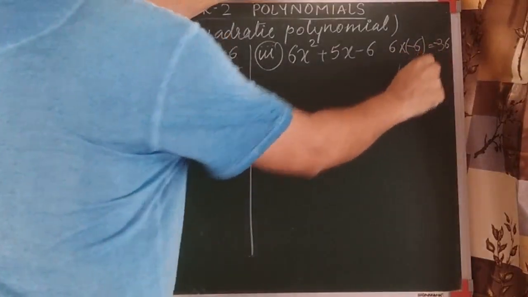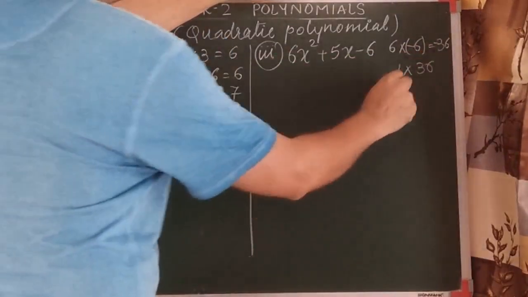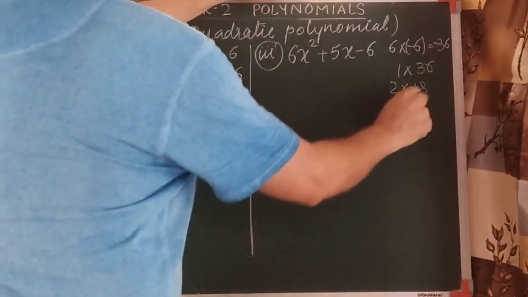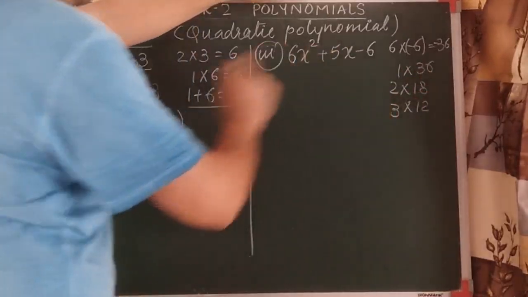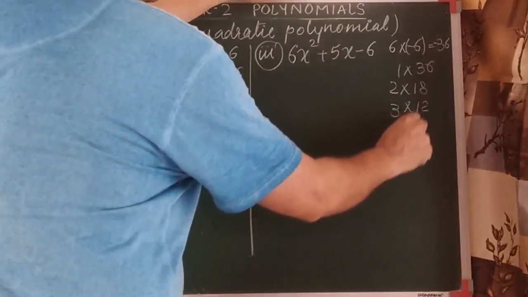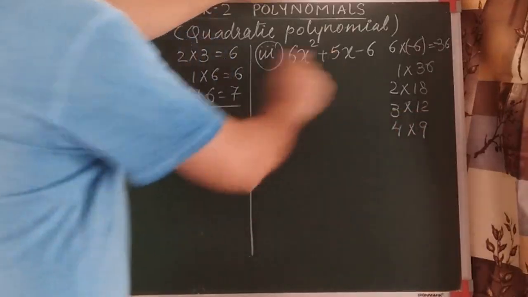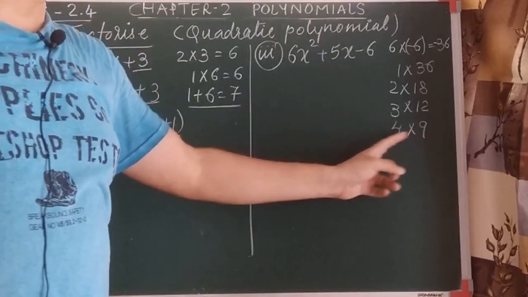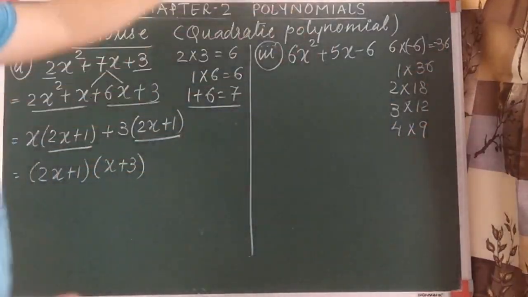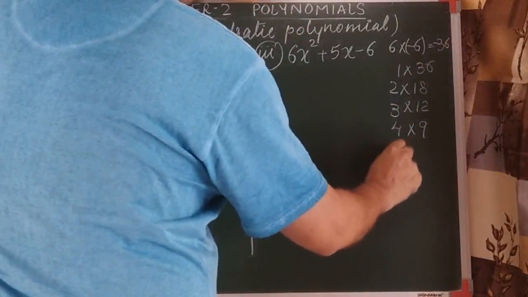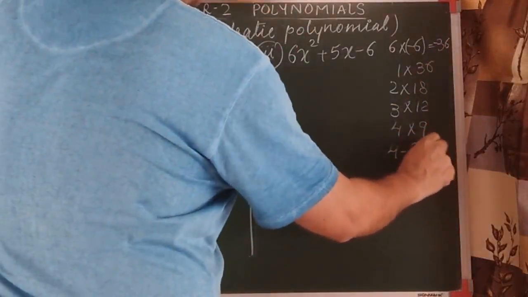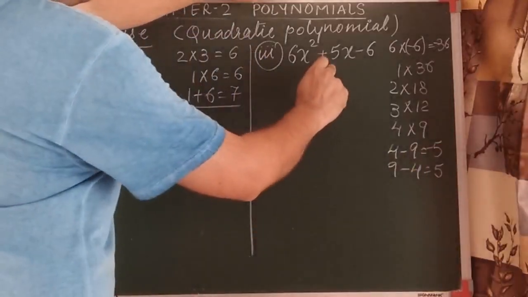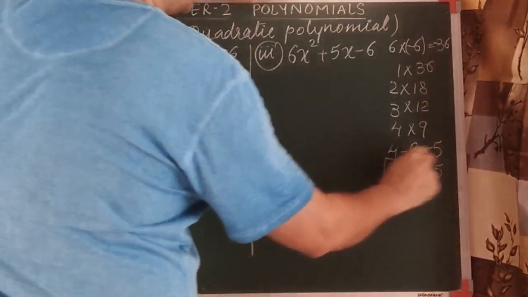1 36s are, so the subtraction won't be 5. 2 18s are, again the subtraction won't be 5. 3 12s are, again the subtraction won't be 5. 4 9s are, and you can see that the subtraction of 4 and 9 is 5. So 4 9s are 36, and 9 minus 4. See the subtraction, there are two ways we can do it: 4 minus 9 is minus 5 and 9 minus 4 is plus 5. We have to obtain plus 5. So these are our factors.